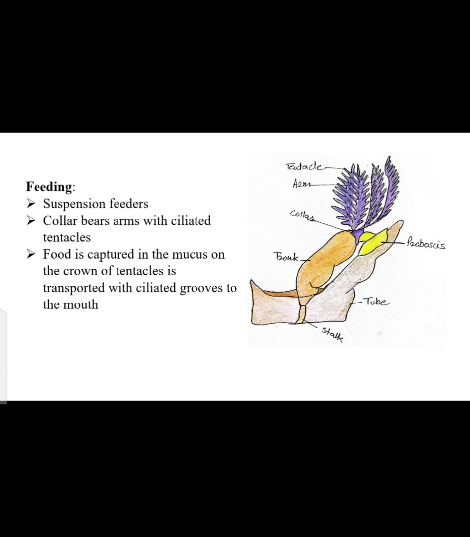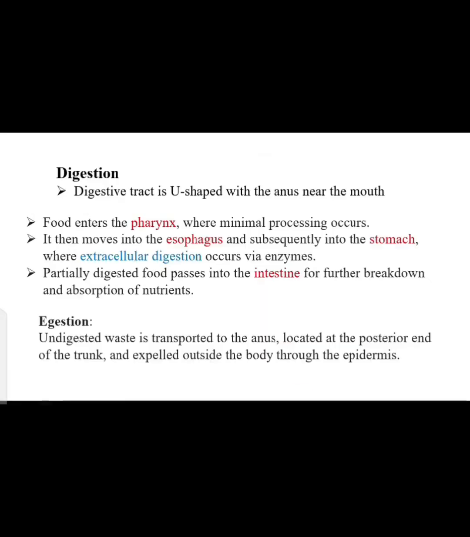Feeding. Pterobranchs are suspension feeders. The collar bears arms with ciliated tentacles. Food is captured in mucus on the crown of the tentacles and is transported with ciliated grooves to the mouth.